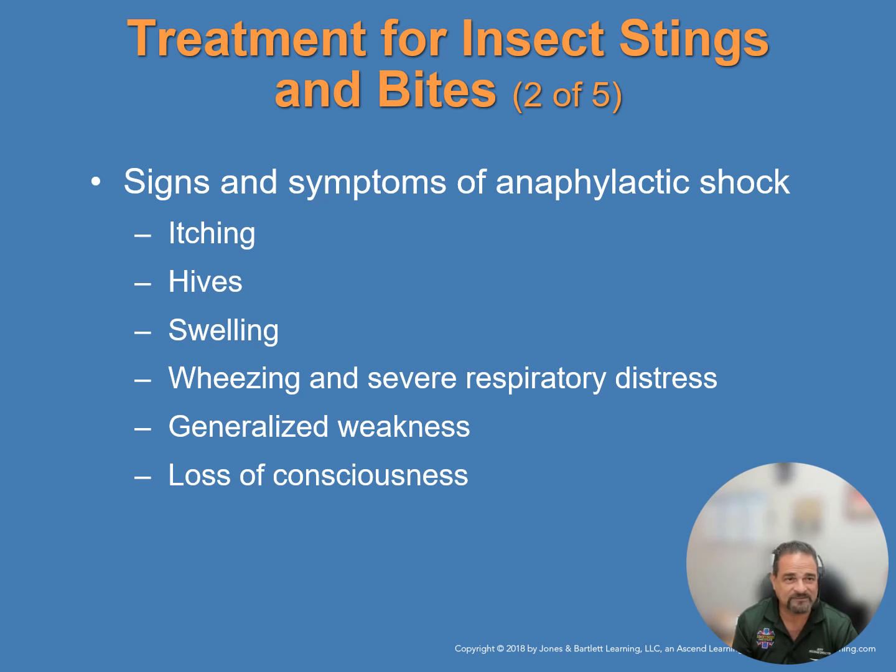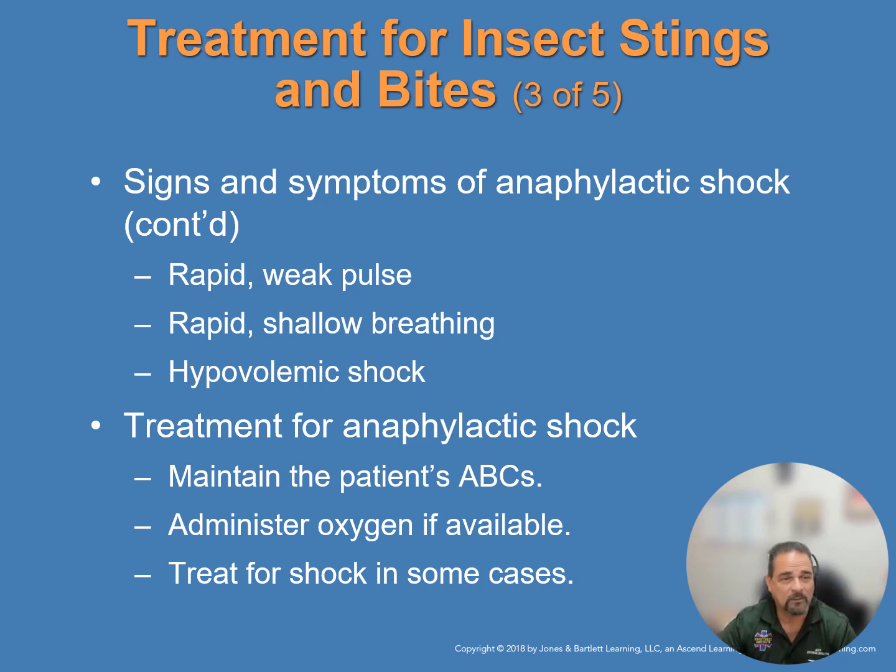All right, so signs and symptoms are continued on with the treatment. Signs and symptoms specifically of anaphylactic shock: itching, hives, swelling. When it really gets severe, they get a lot of swelling in their throat. They'll have a hard time talking. They're going to be wheezing and start having severe respiratory problems, specifically respiratory distress. They'll also have generalized weakness and potentially even loss of consciousness. They will also have a rapid and weak pulse, then rapid shallow breathing, and then eventually hypovolemic shock.